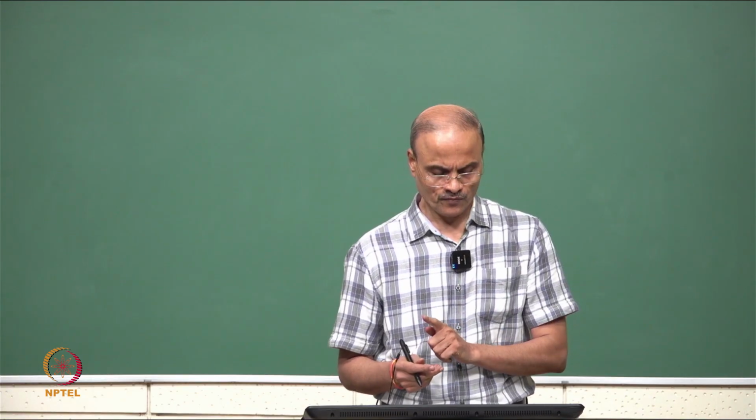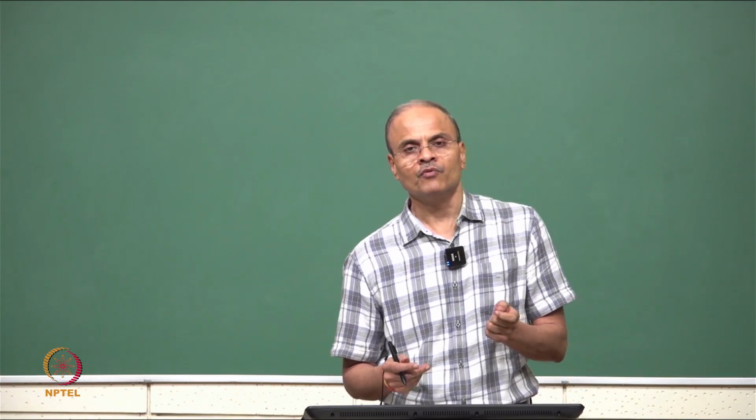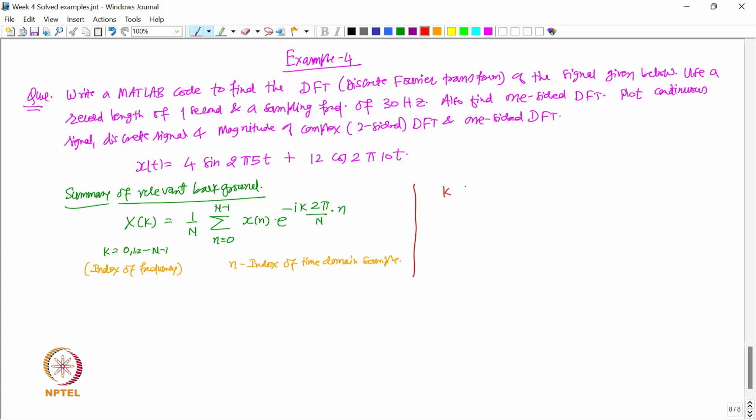So, that is what we will do. Instead of k varying from 0 to n minus 1, we will make it vary from 1 to n. Therefore, the k we will use varies from 1 to n instead of 0 to n minus 1, and similarly in the code from 1 to n.